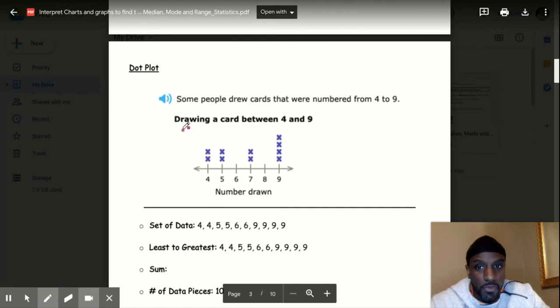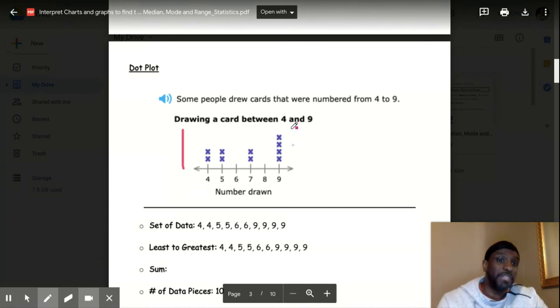Over here on the y-axis, each X represents the number of people. So the x-axis deals with the number drawn. So 2 people drew 4. 2 people drew 5. 2 people drew 7. 4 times 9 was drawn. Write it all down: 2 4s, 2 5s, 2 7s, and 4 9s.